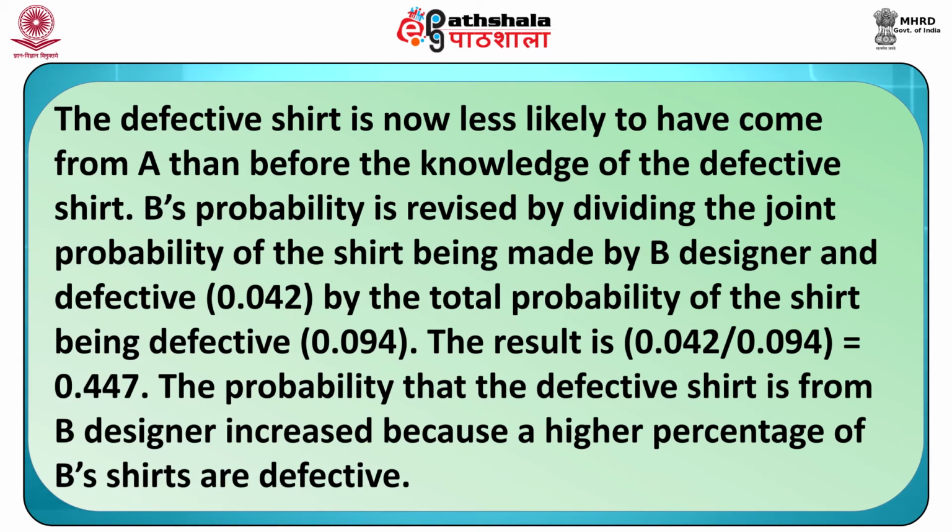B's probability is revised by dividing the joint probability of the shirt being made by designer B and defective, 0.042, by the total probability of the shirt being defective, which is 0.094. The result is 0.042 divided by 0.094, which is equal to 0.447. The probability that the defective shirt is from designer B increased because a higher percentage of B shirts are defective.